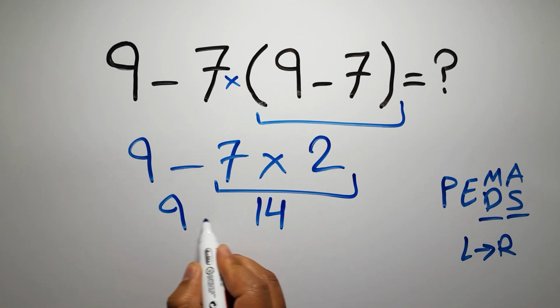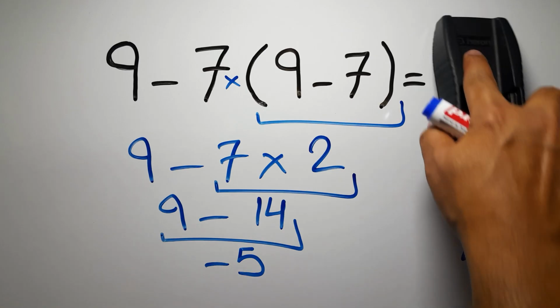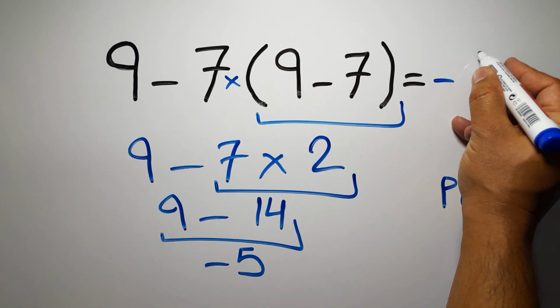So we have 9 minus 14, which gives us negative 5. And this is our final answer to this problem. The correct answer is negative 5.